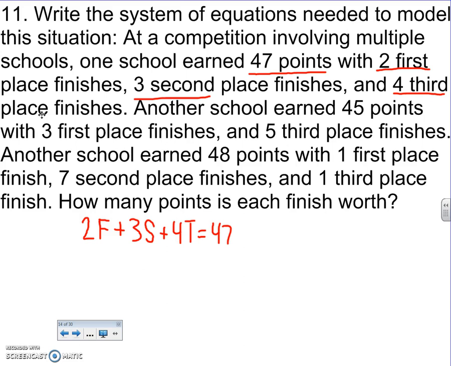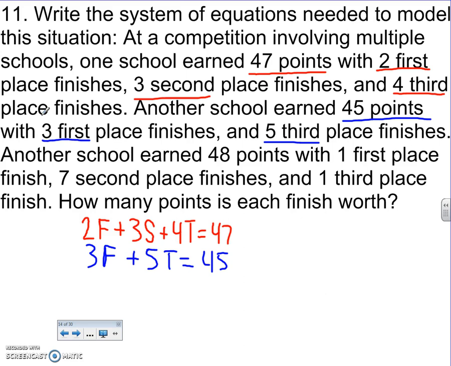My next equation is going to be the next school. So it's 45 points for 3 first and 5 third. So be careful here. So it's 3 first. You put 0 second if you want, or you can skip that, plus 5T. That equals 45.